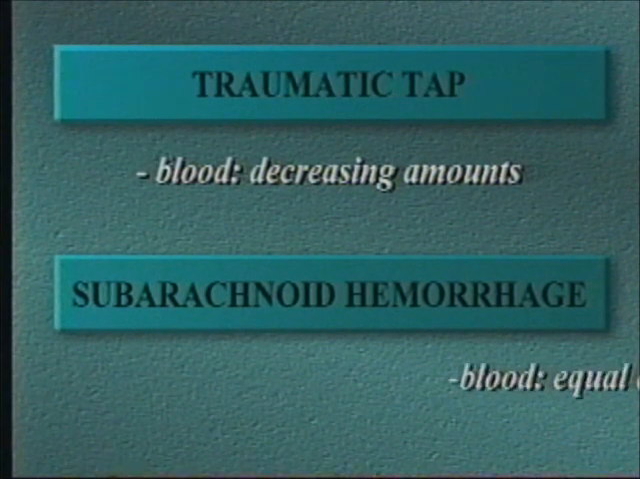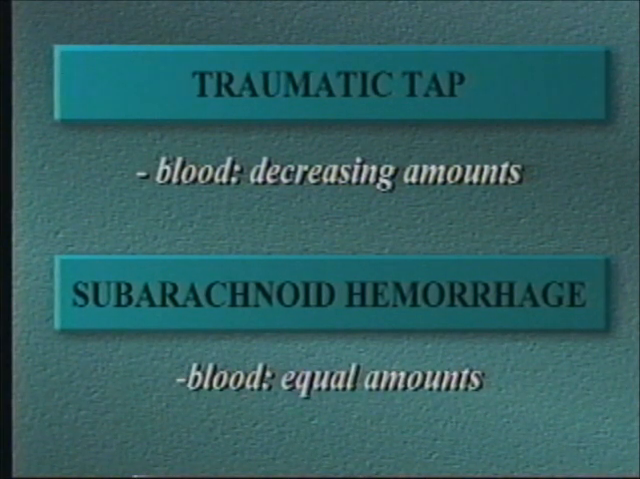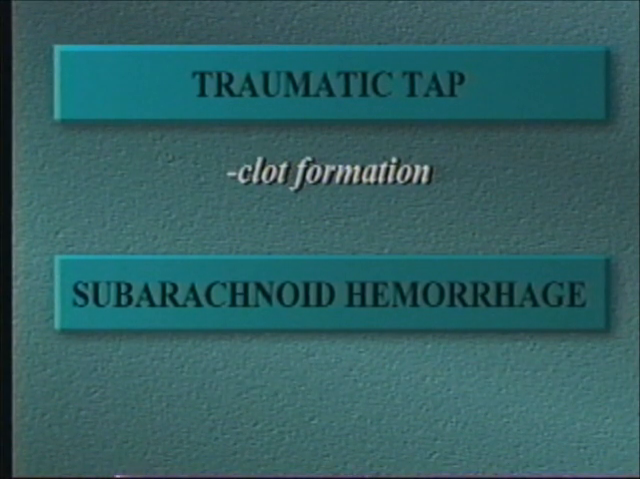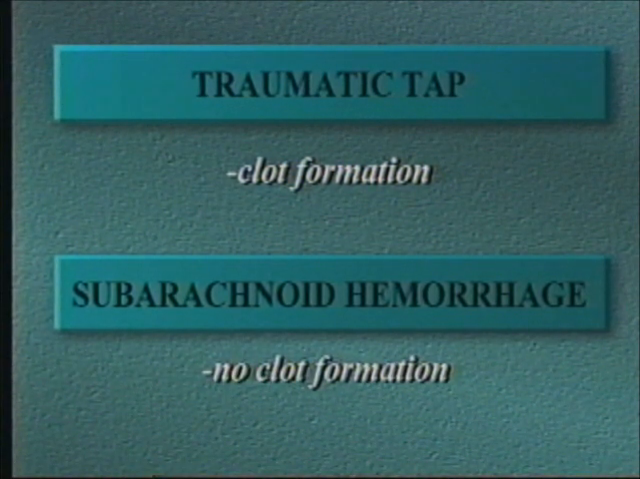In a subarachnoid hemorrhage, equal amounts of blood are seen from the first tube through the last one obtained. If clotting has occurred in any of the tubes, it is evidence of a traumatic tap. With a subarachnoid hemorrhage, there will be no clot formation in the tube. The physiology of this is a little confusing. The fibrinolytic system has been activated in vivo, and so the fluid obtained no longer has the coagulation factors necessary to form a clot in vitro.